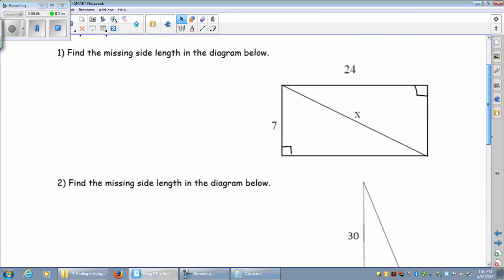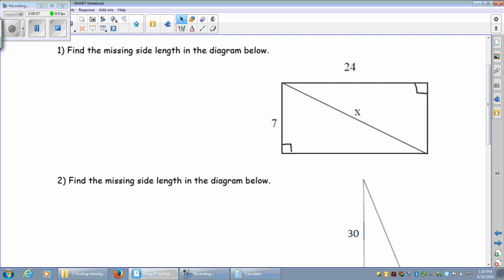Pause the video. Try these two for me. And when you're done trying these two, we can go over them together. All right, hopefully that was enough time.